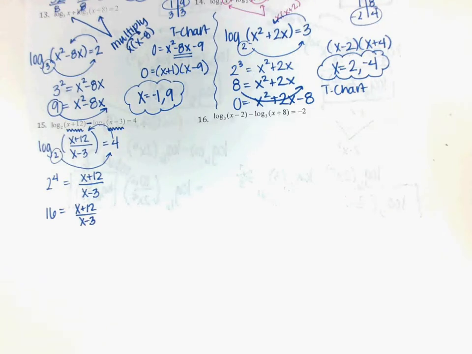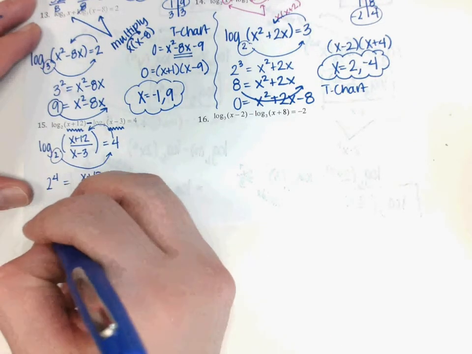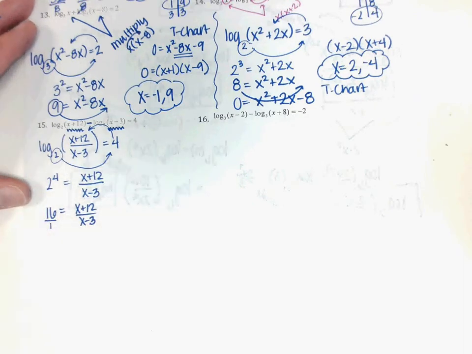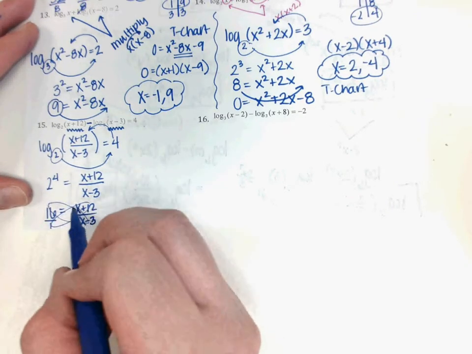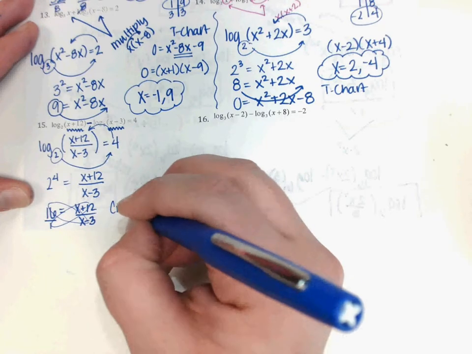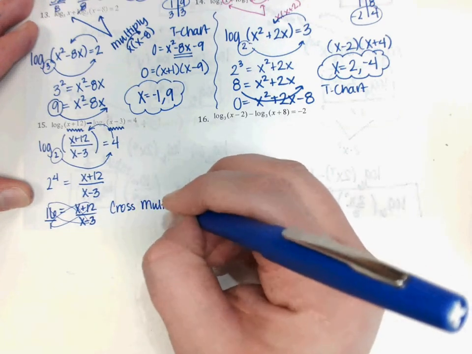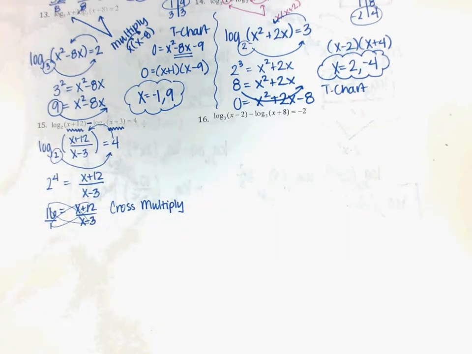What could you do? Yep, you're going to cross multiply. Remember how to do that? Now, 16 is a whole number, but what can I put it over so I can cross multiply? Put it over a 1. And then from there, you're going to multiply the diagonals. Okay? Now, you'll only have to do this cross multiply step if you end up with a fraction like that.